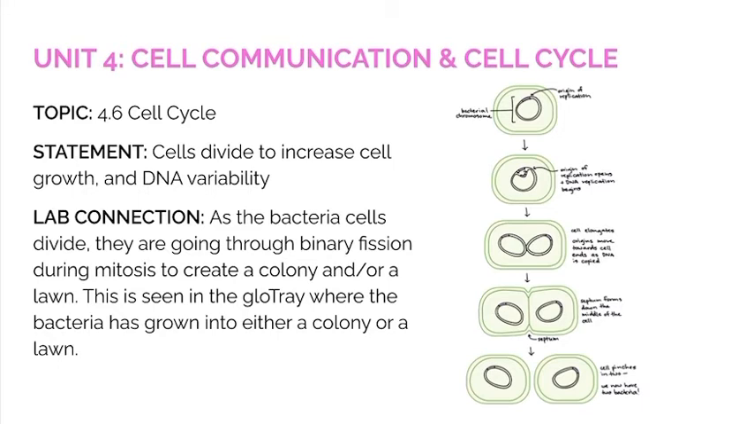This is seen in the GLO tray where the bacteria has grown into either a colony or a lawn. For example, in lane 1, it grew into a lawn, and then in lane 4, it grew into a colony. It divides through binary fission, which is specific to prokaryotes.